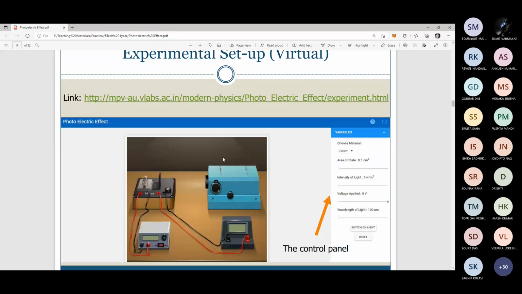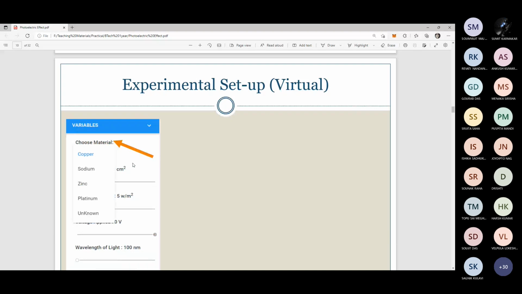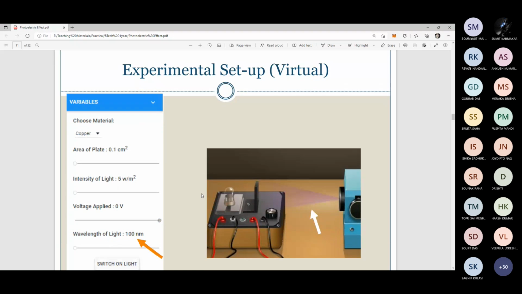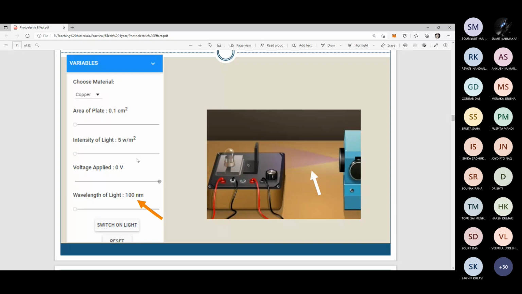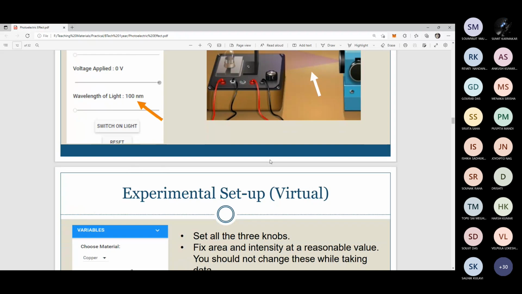So first, from this control panel, we have to select, as all of you know. First, you have to choose the material: copper, sodium, zinc. First you take copper, then the plate area, right? You can change it. Then the intensity of the light, right? The voltage you have to change, and the wavelength of the light. And switch on, then you will start your experiment.